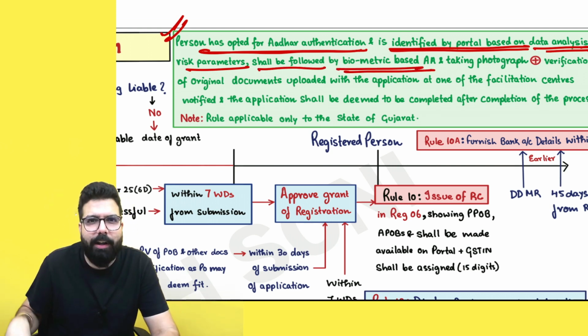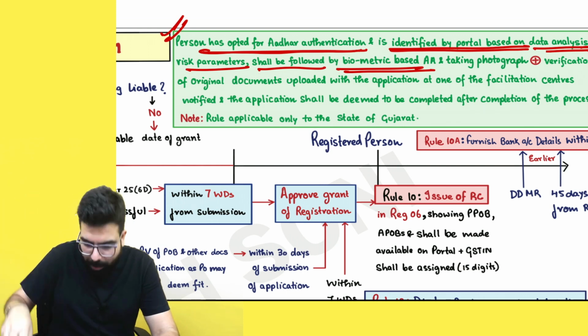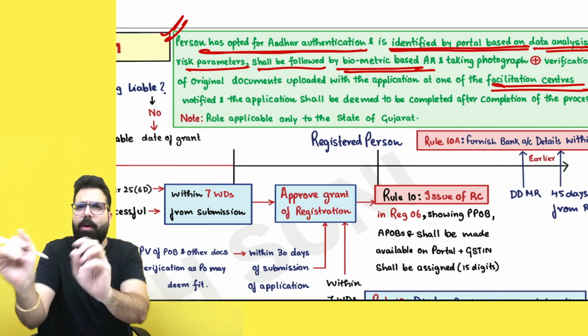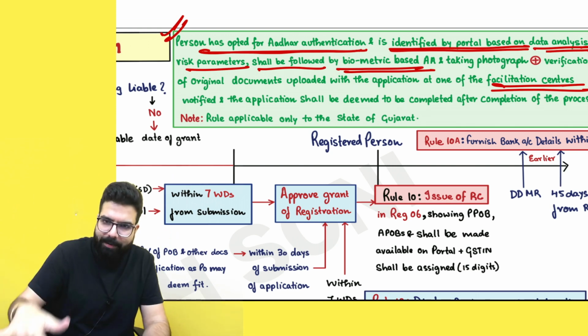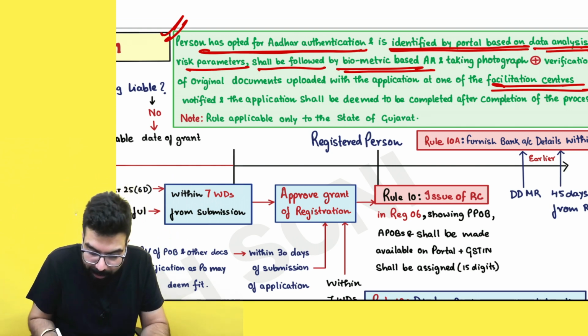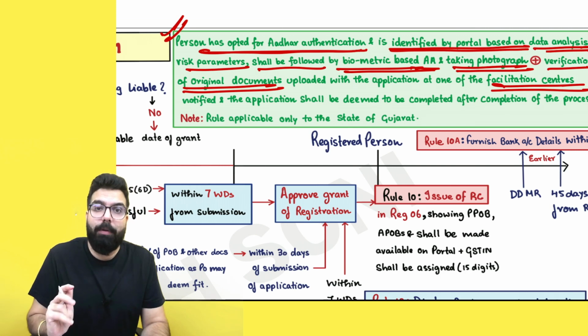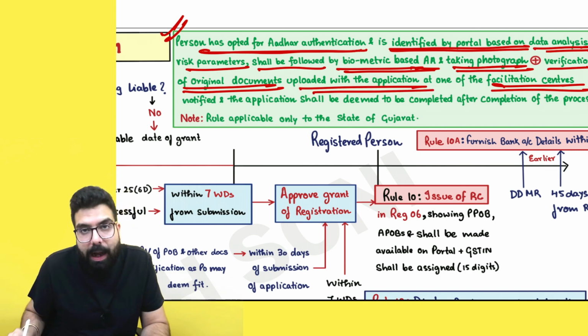Biometric based Aadhaar authentication. It means they will call you to come to one of the facilitation centers. They will notify a facilitation center where you have to go, and they will take your thumb impression and other fingerprints, etc. They are telling that biometric based Aadhaar authentication will be done. They will take your photograph, plus verification of the original documents uploaded with the application will be done at a facilitation center.